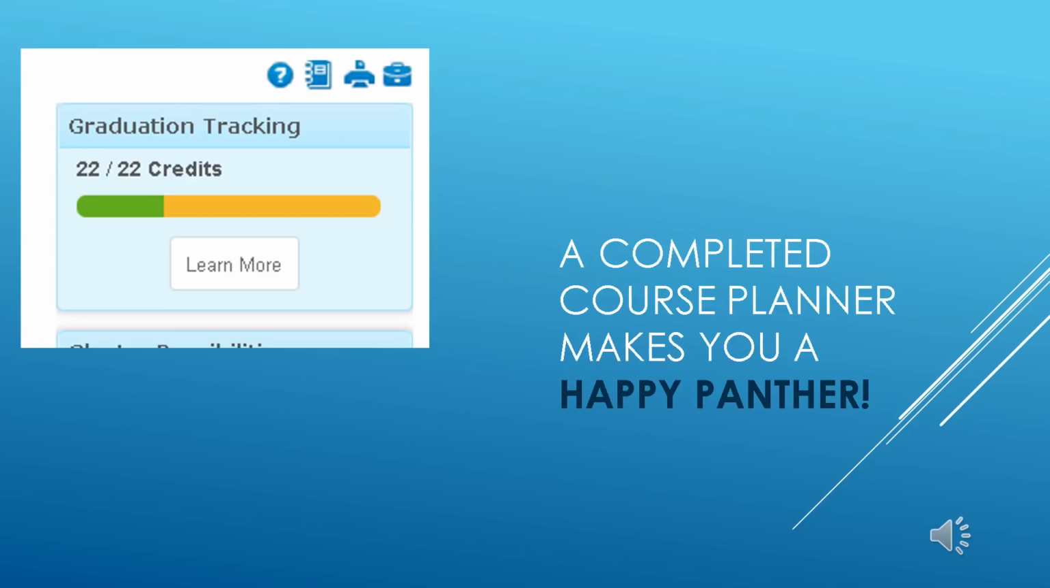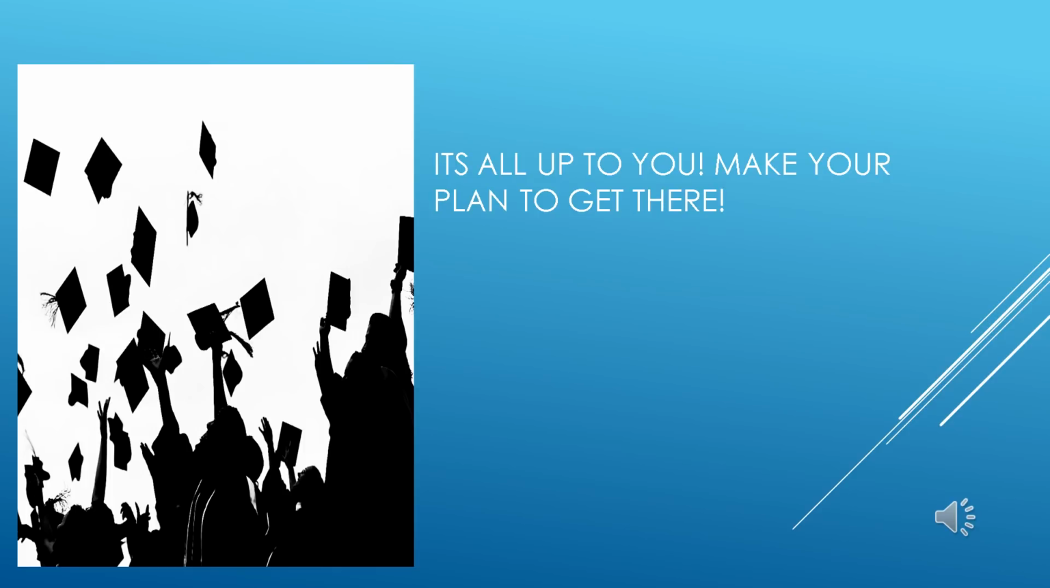We've already covered how to become a sad panther, but now I want to show you how to be a happy panther. This is what you want. You want to be a happy panther with a completed grad tracker all the way up to 22 out of 22 credits planned all the way to graduation. So now it's all up to you, Panthers. You want to make your plan to get there.